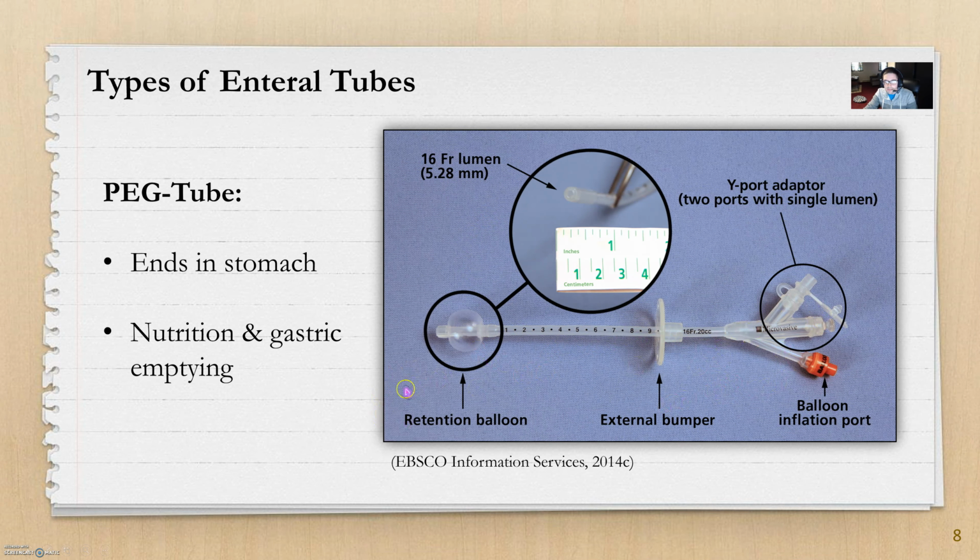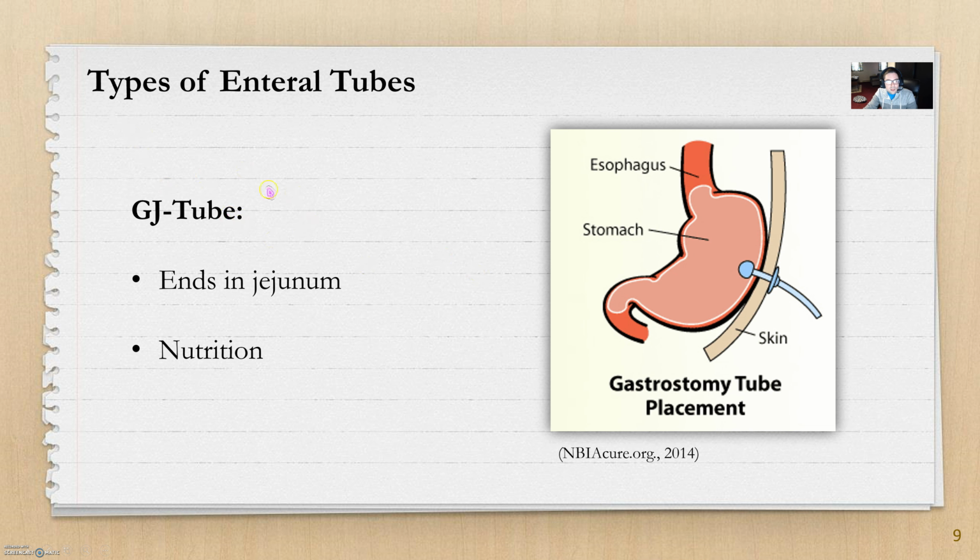This is just a little adapter on the end. The GJ tube, same principle, goes in through the stomach, but this one will come all the way down and end into the jejunum. This one is primarily for nutrition. You don't often see it for emptying because once you're in the jejunum, you're not really emptying gastric secretions anymore.